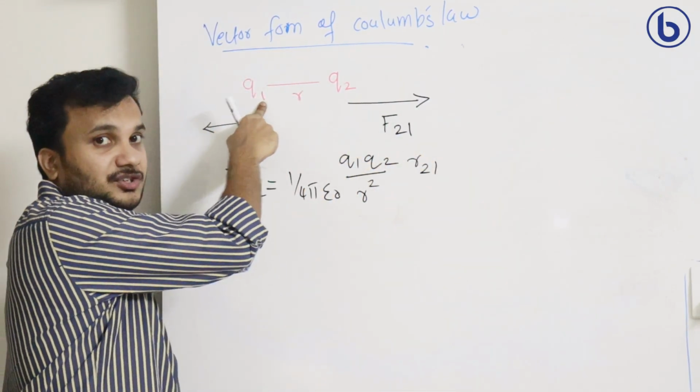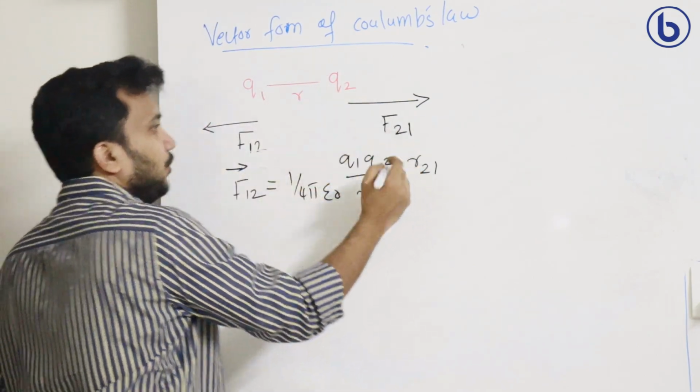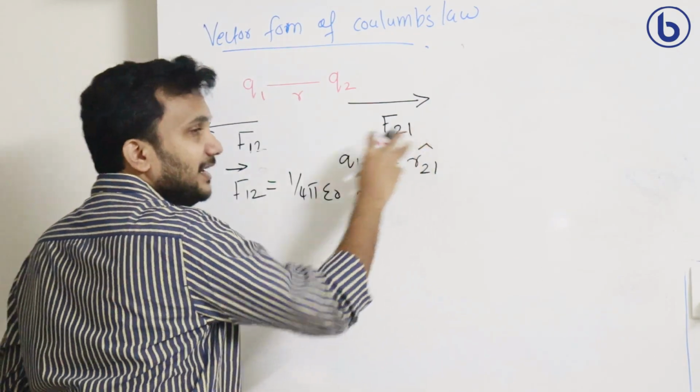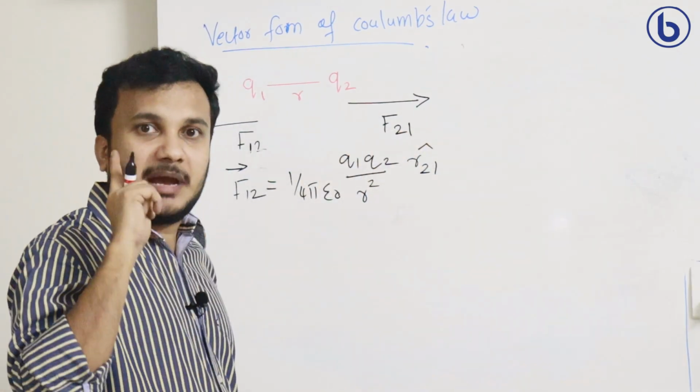Force on charge number 1 because of 2. So it is 2 to 1, so R21 cap. Okay, this is called unit vector. You know unit vector having magnitude 1.